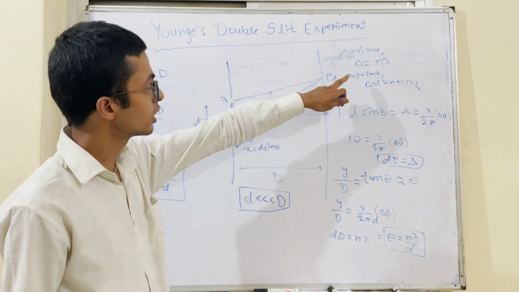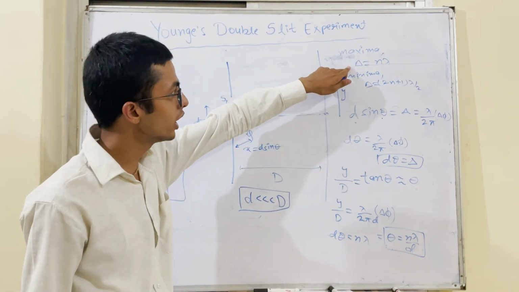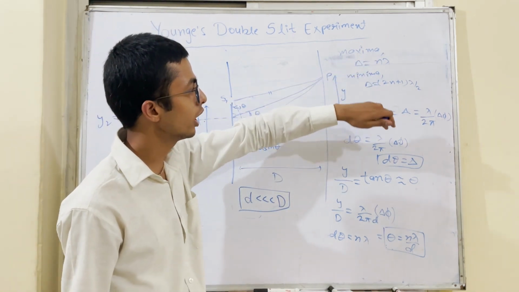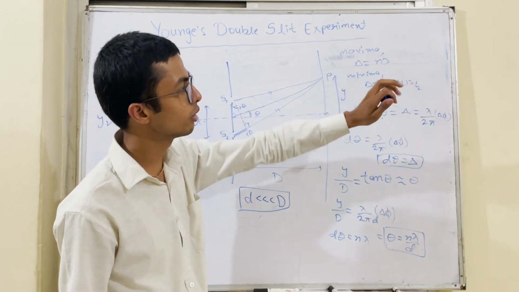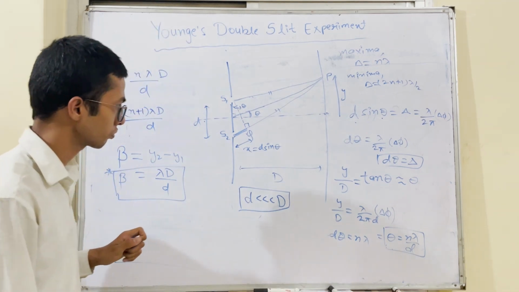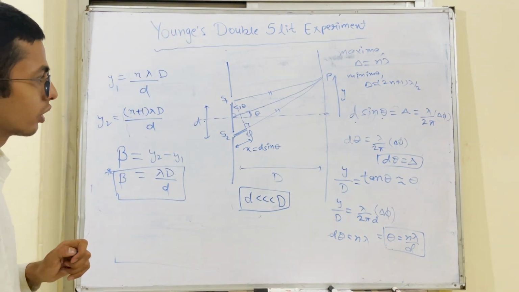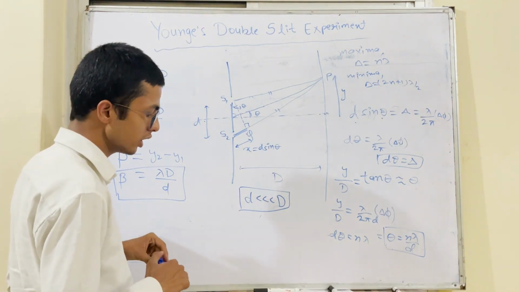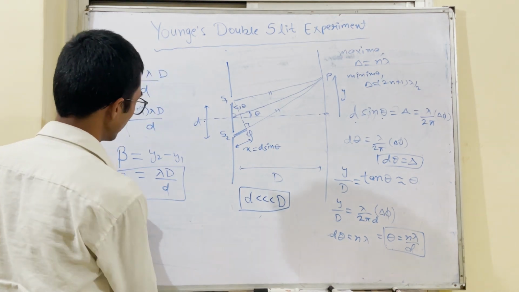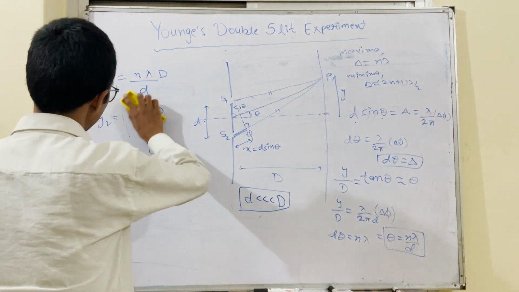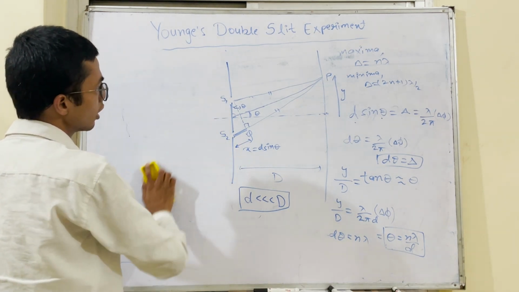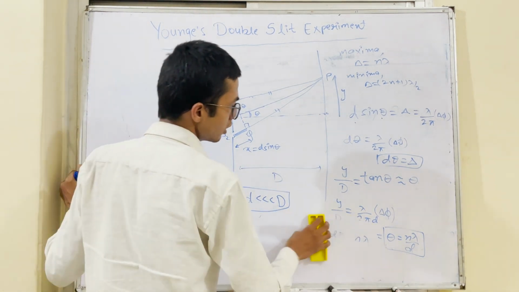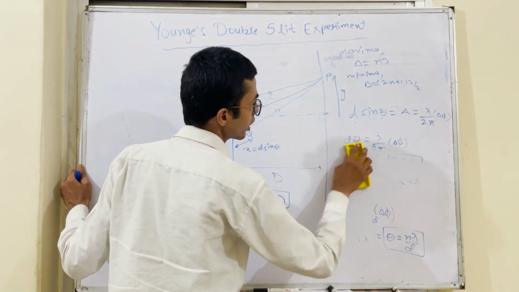Also we have seen that for maxima the path difference delta should be n lambda, and the path difference for minima should be (2n plus 1) lambda by 2. Okay, now we see something more in it.